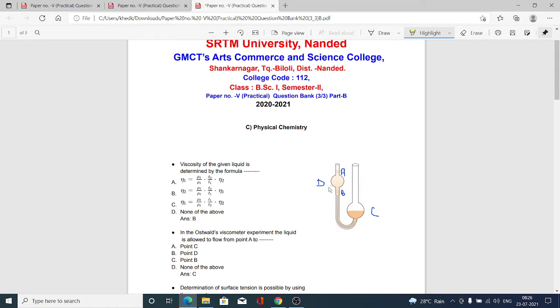The same experiment we have to repeat for the water also. This experiment is done for the liquid initially. Once again I am repeating, take the liquid whose viscosity we have to measure, suck it through the sucking tube, then liquid will reach above the point A, then it is allowed to flow back from bulb D to bulb C. During that we have to measure the time required to flow from point A to point B.